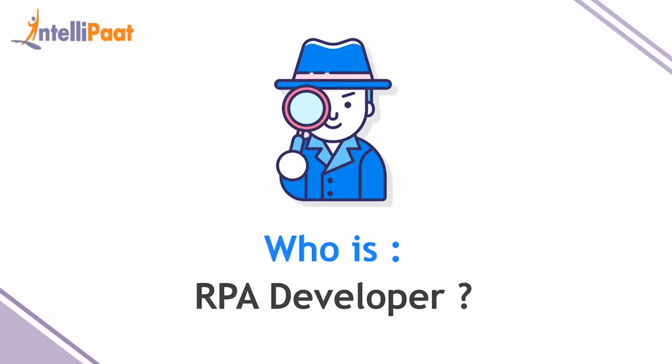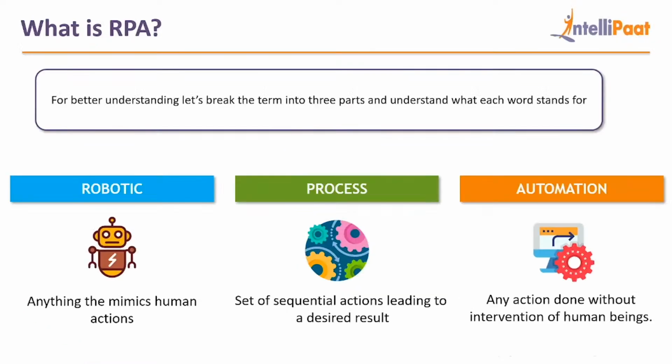So who is an RPA developer? To understand that, let's understand what RPA is first. RPA stands for Robotic Process Automation. These are three different words, so let's break it down. Robotic stands for anything that mimics a human action. Process is a set of sequential actions which leads to a desired result, and automation is anything which is done without human intervention. So in short, robotic process automation is a set of sequential actions done by a robot which do not require any kind of human intervention.